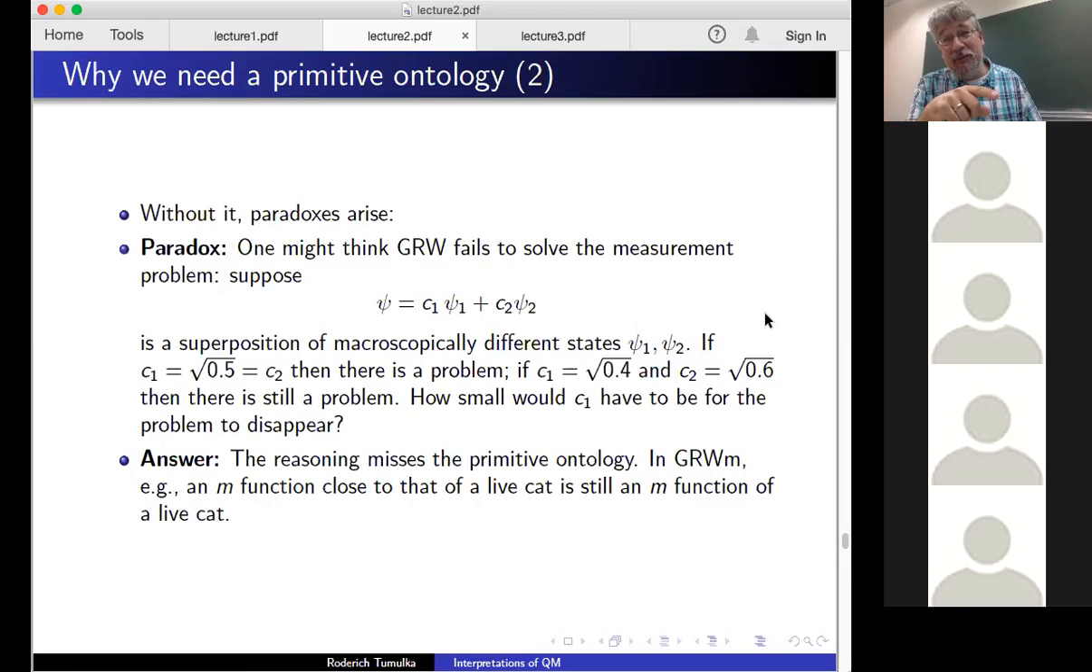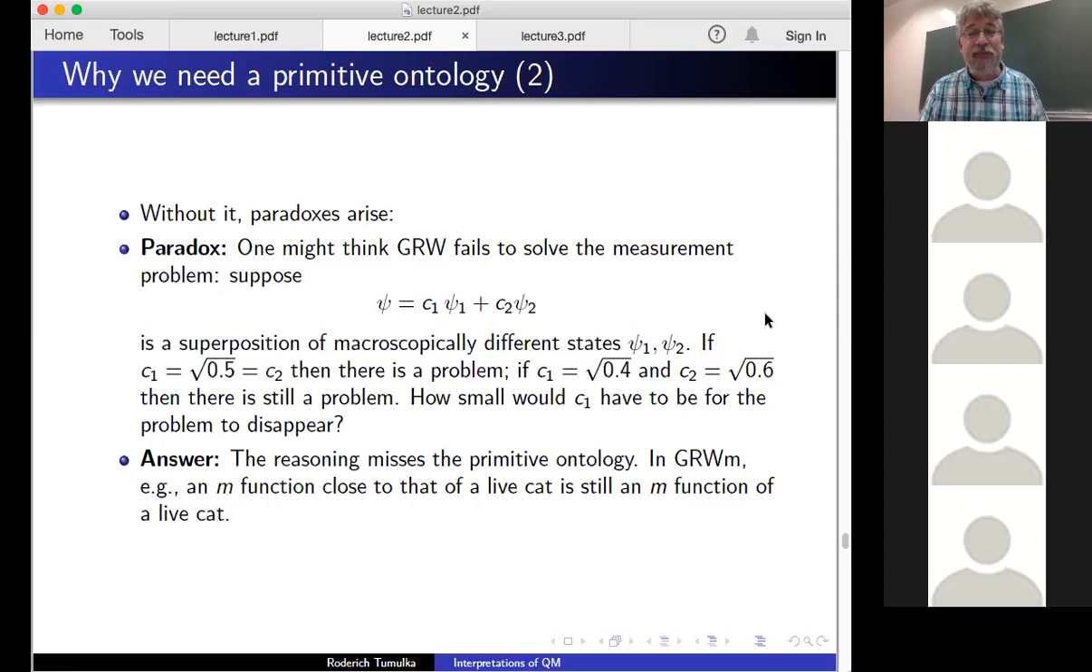Here's the answer to that paradox. The reasoning misses the primitive ontology. The paradox actually is a problem if you insisted that GRW had just the wave function, but if in addition to the wave function, you also have a primitive ontology, flashes or matter density, then the problem disappears.